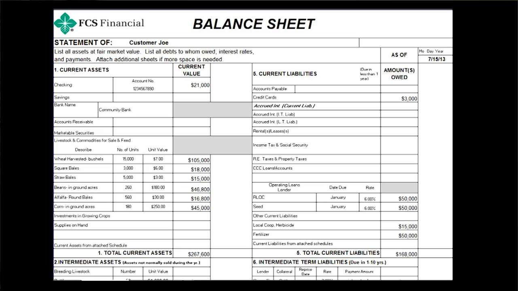Some of the common questions that we get are, where do specific items go? And when you see a balance sheet form and it's so long and it's divided into sections, customers are concerned about, what do I put in this section? And if I put it in another section, is that wrong? Am I filling it out completely?